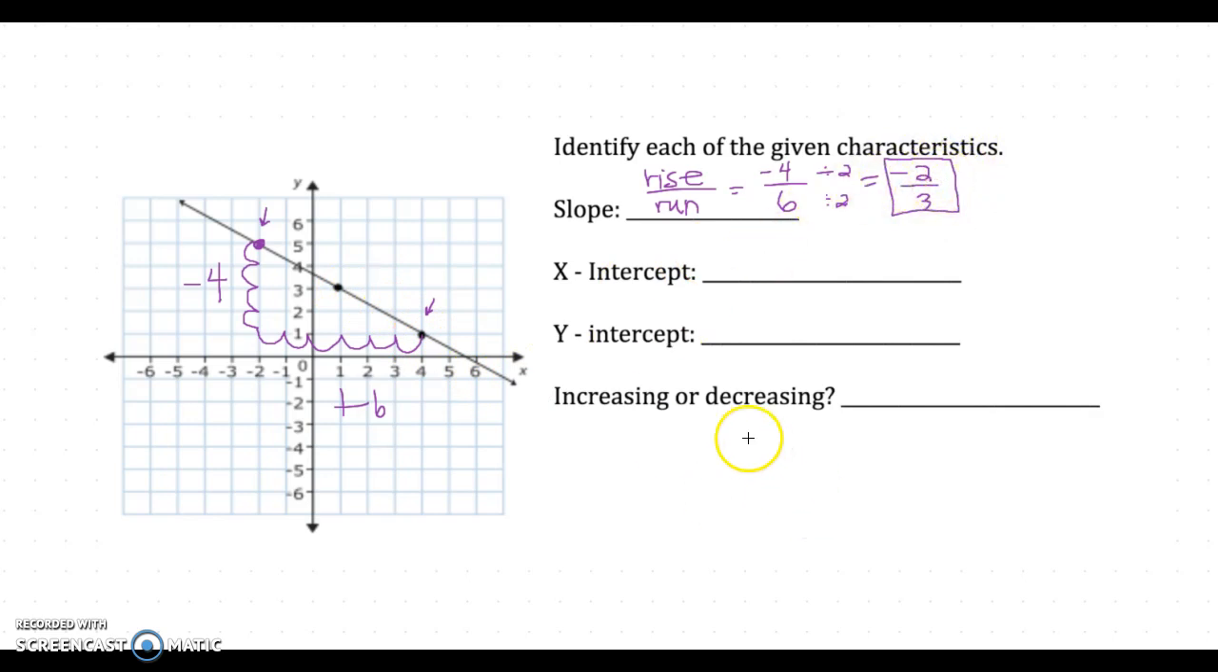We can also jump down and answer this last question, if it's increasing or decreasing. Well, if it's going down, it is decreasing. Then I'm going to go back in and find my x and my y intercepts.